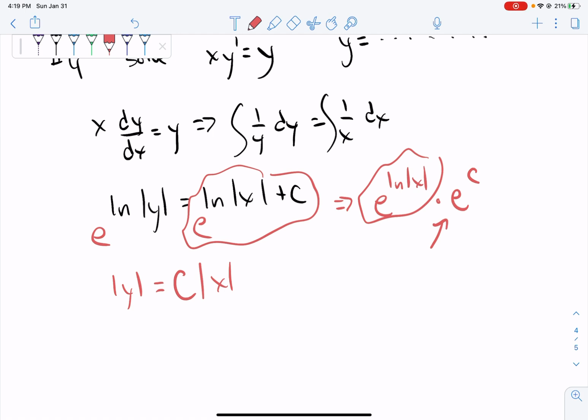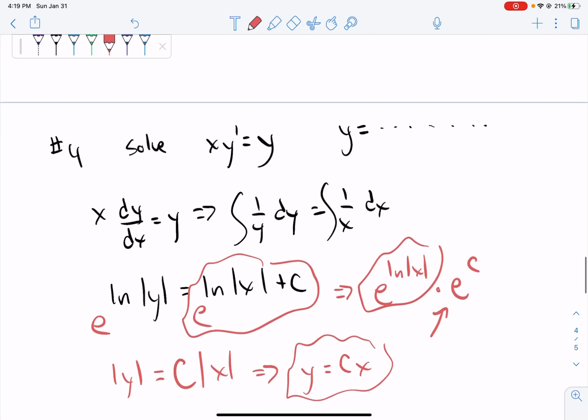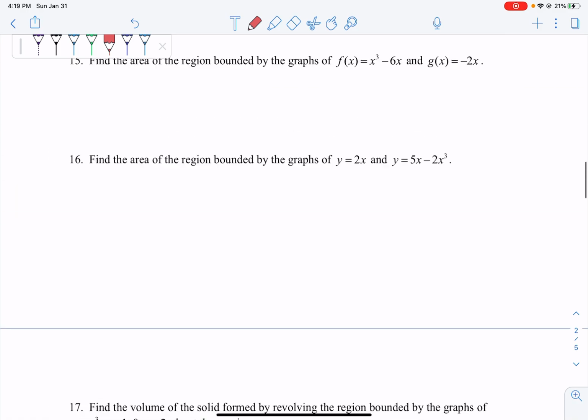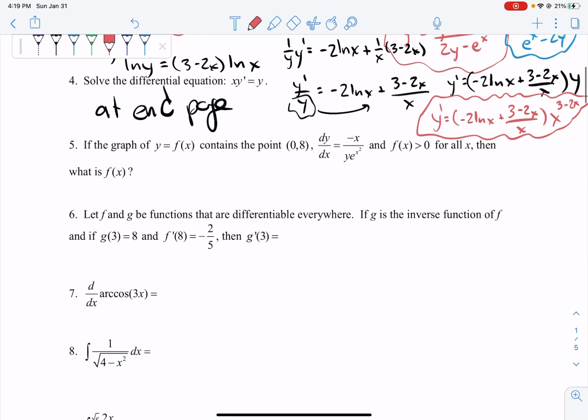All right, so when we clean this up a little bit, I know that my y is going to be positive because natural log of y, we've got to have a positive value there. And then my x, it doesn't matter if it's positive or negative. It's getting multiplied by some constant that might be positive or negative. So we can just say c times x. So y is going to equal cx. That problem was a lot cleaner than I thought it was going to be. So good thing we moved all the way to the end for that great big giant problem, huh?